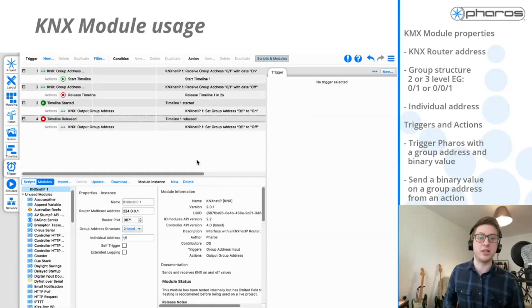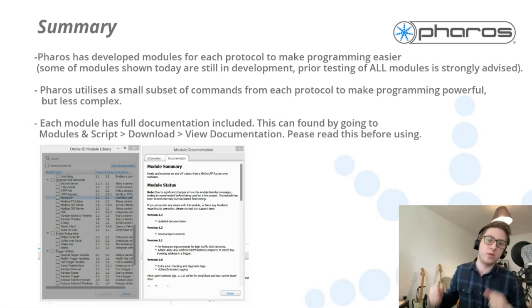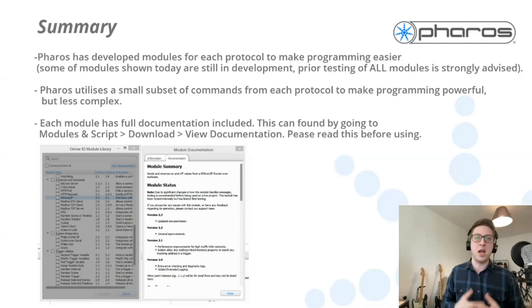Okay, so finally, I just want to come to a summary about what we've talked about today, just to recap some of the points that I've made. Pharos has developed these IO modules that allow you to integrate with building management systems. They support a small subset of each protocol. If you feel there are commands missing that would be really useful, let us know. But we think we've done a pretty good job of giving you the tools you need to integrate with a building management system whilst keeping the module nice and simple and easy to program.